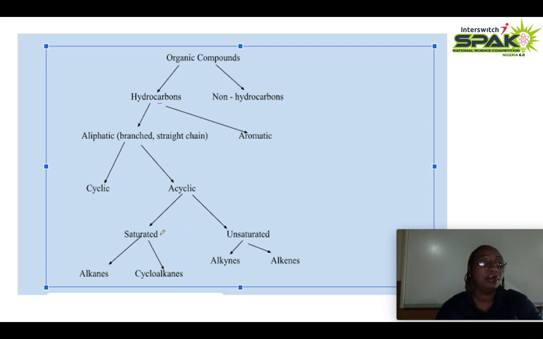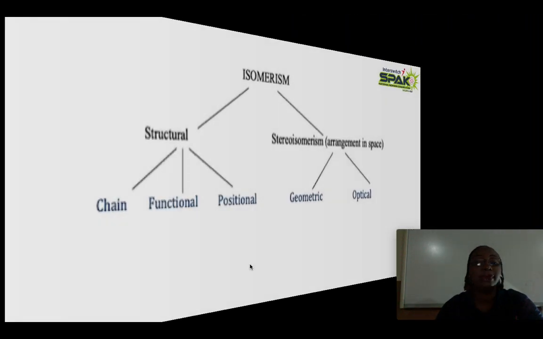Saturated compounds are organic compounds whose carbon-carbon bonds are single. While unsaturated are organic compounds that have multiple carbon-carbon bonds. It could be double or triple. Saturated can be split further into two: alkanes and cycloalkanes. Then unsaturated, we have alkenes and alkynes.